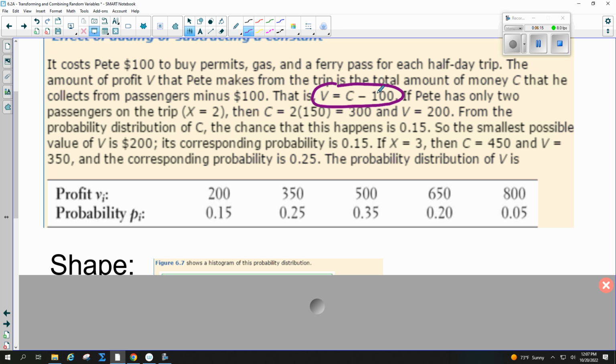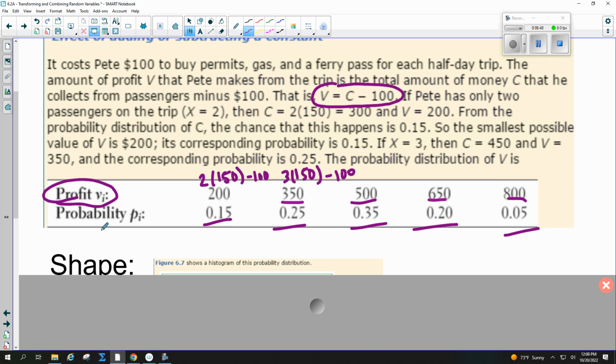All right, if Pete has only 2 passengers, this is what it would look like. So here's our same table. In the previous slide, it was 2 times 150, which was $300 here. That's how much money he collected. But now I need to subtract the 100 it cost him to run the show. And then we would do the 3 times 150 for 3 passengers, how much money he collects, minus the $100. So that's where we get all of these numbers here. So here's the amount of profit. And again, the probabilities stay exactly the same.